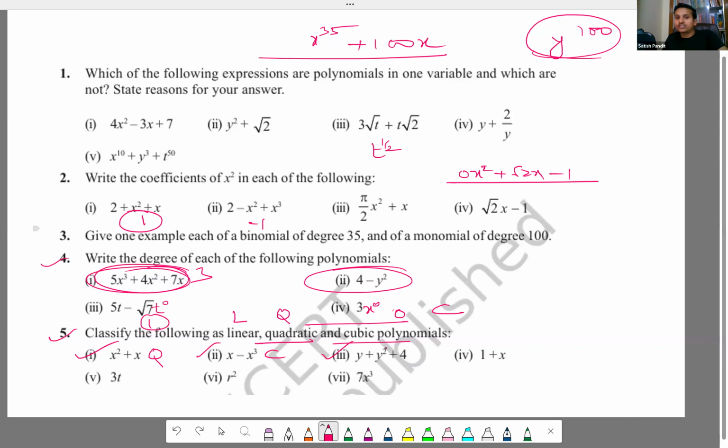Because highest power is 2, right? So it's quadratic. Here, linear. Very good. Here, linear. See, variable is t. T power is 1, so linear. Here, quadratic. Very good. Here, cubic. Answer is cubic. See, in our syllabus, we only have up to quadratic. I mean, we have quadratic and linear. We don't have cubic. Earlier, cubic polynomial was also there. Now we have only linear and quadratic. That's all.